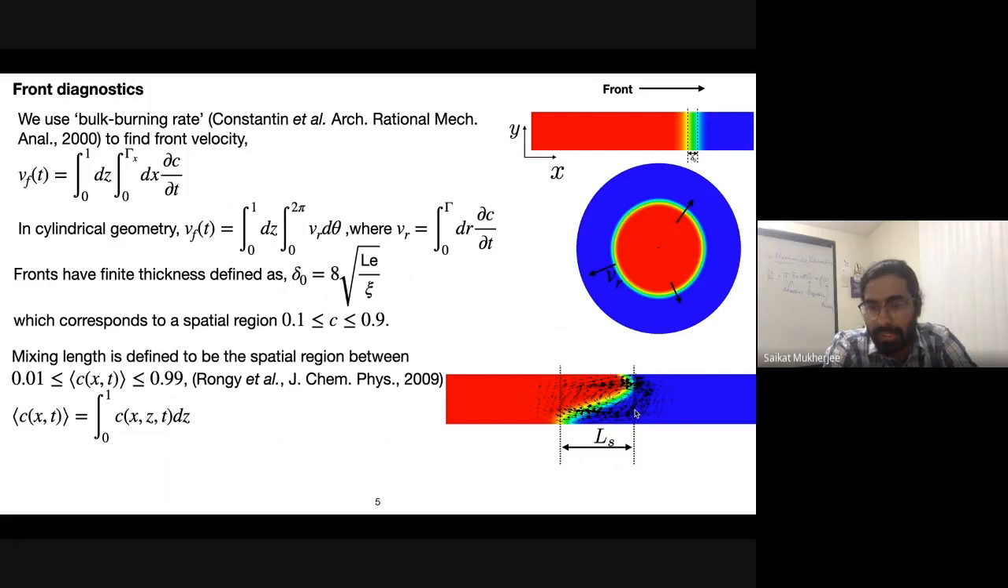Everything is non-dimensionalized, of course. The blue is C of 0 and the red is C of 1. If you integrate this quantity and calculate this mixing length, it gives you a length scale of reactive mixing. So this is where your reaction is actually happening in the domain.